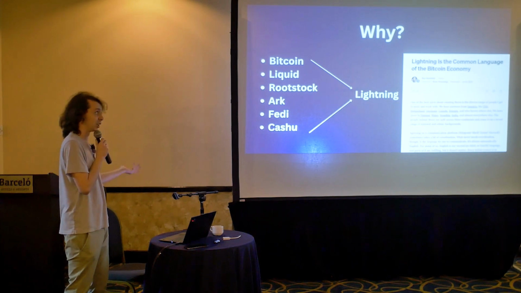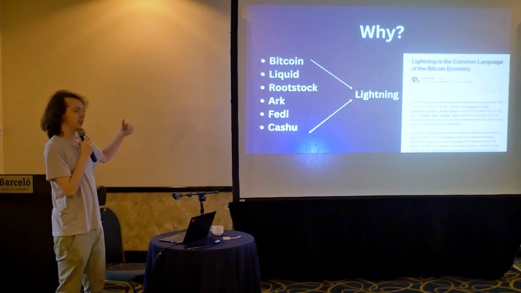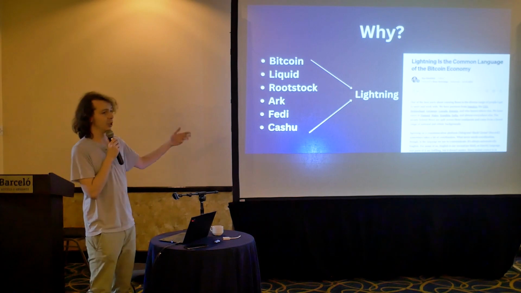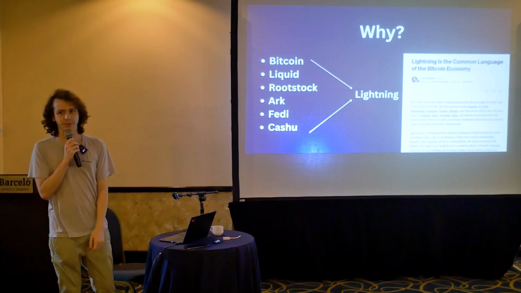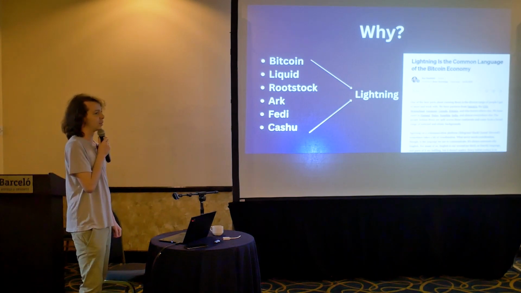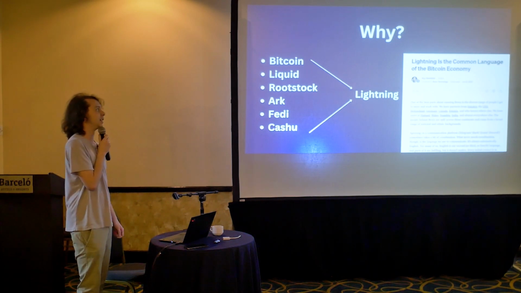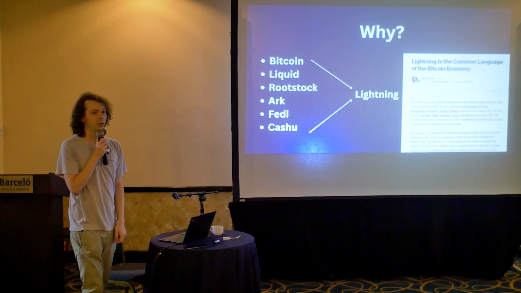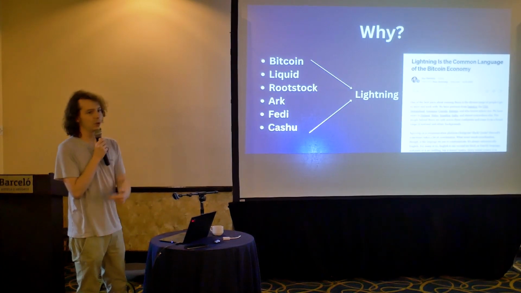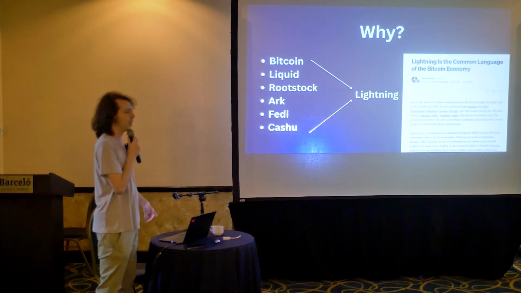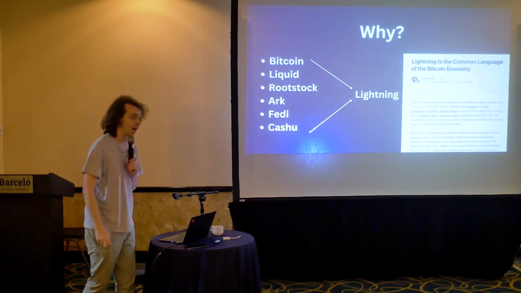On the main chain, there's actual, like, real Lightning. On Rootstock, you can swap to Lightning. Ark has a Lightning swap. Fedi and Cashew, you can go in and out with Lightning. So Lightning is becoming the common language of the Bitcoin ecosystem. Everyone interacts with each other on Lightning seamlessly, which is why this is such a cool thing for Liquid. By Liquid having swaps to and from Lightning, you can go from Liquid to anywhere else pretty much immediately and whenever need be. So that's the why.